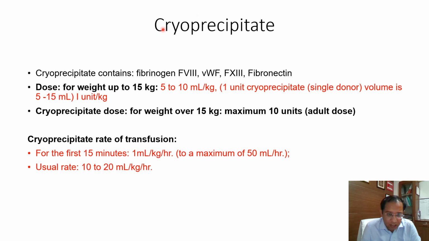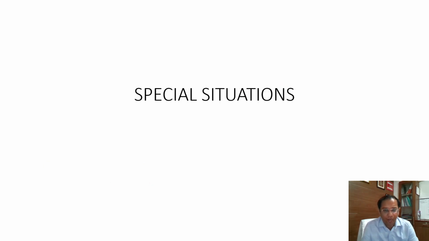Very important, cryoprecipitate. It contains all these factors, that is fibrinogen, factor 8, factor 13, von Willebrand factor, and fibronectin. The dose for children who weigh up to 15 kg is 5 to 10 ml per kg. The usual dictum is you can give 1 unit per kg also. For weight over 15 kg, you can give an adult therapeutic dose, that is 2 packs of 5 units or maximum 10 units. For the first 15 minutes, it is 1 ml per kg per hour, and the usual rate is 10 to 20 ml per kg per hour.